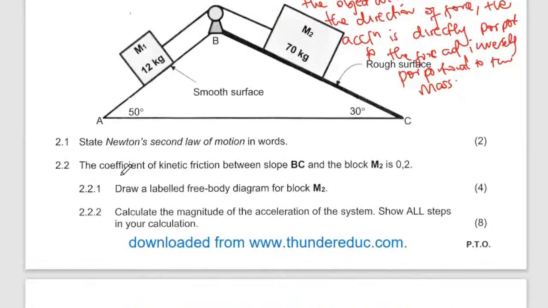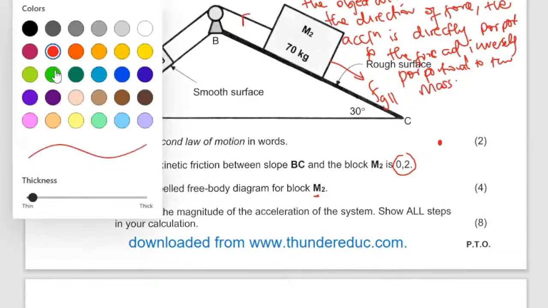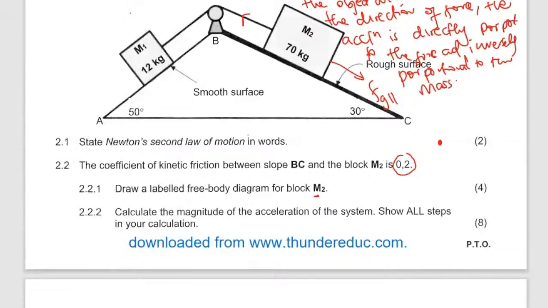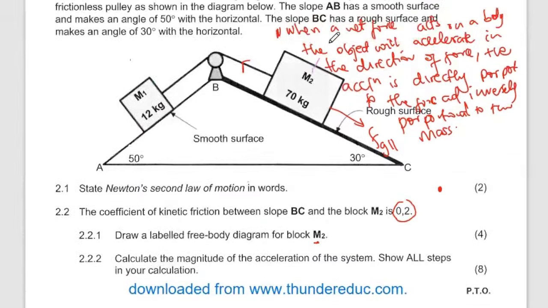They're also telling us that the coefficient of kinetic friction on the slope BC is 0.2. They need us to draw the free body diagram for M2. So when you look at M2, we're going to have the FG parallel moving in that direction. We're going to have the tension of the string. We expect to also have the normal force upwards, and then the FG perpendicular in this sort of direction.